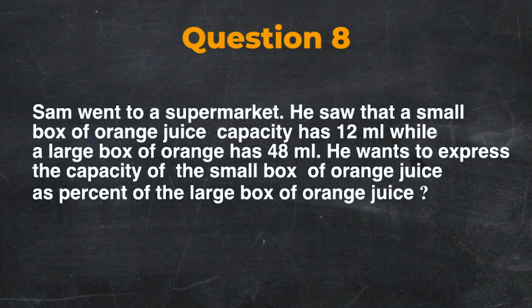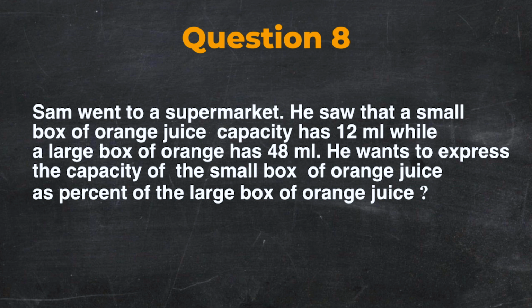Question 8 reads, Sam went to the supermarket. He saw a small box of orange juice which has a capacity of 12 milliliters, while a large box of orange juice is about 48 milliliters. He wants to express the capacity of the small box of orange juice as a percent of the large box of orange juice. The first thing that we need to do, what do we need to solve the problem?